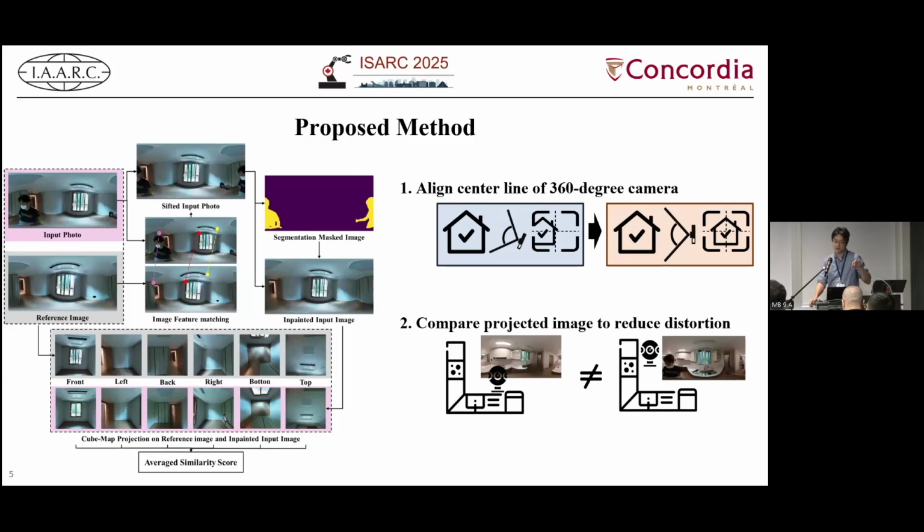The first one is an alignment procedure to adjust 360-degree photos regardless of camera parameters, and the second one is a comparison method to compensate for the distortion inherent in equirectangular photos used to represent the 360-degree photos.